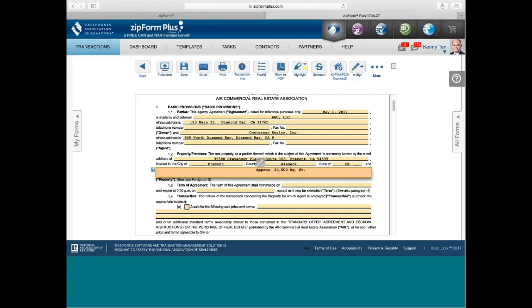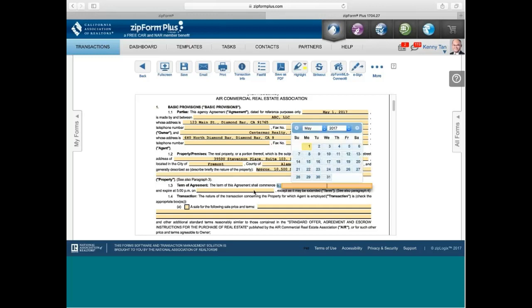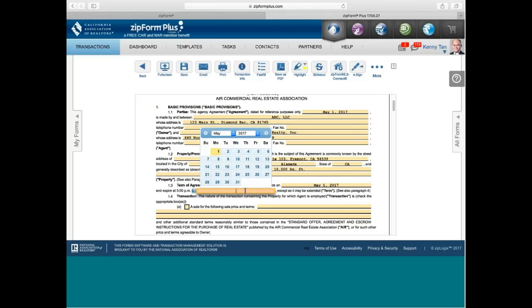Okay. Now, when it comes to the term of agreement, that's basically the duration of the listing. All right, let's go ahead and start this one on May the 1st. How about we sign a one-year listing for this one, which is 2018. And it ends April 30th. So it is exactly a one-year listing.